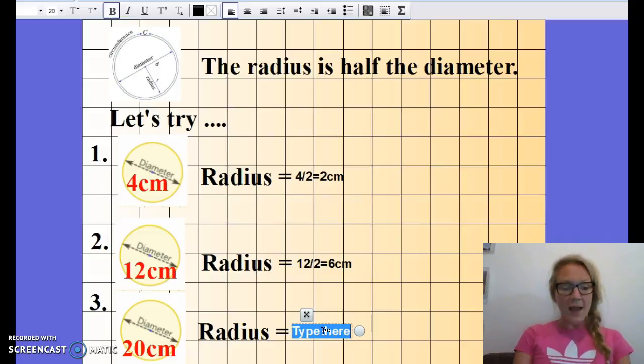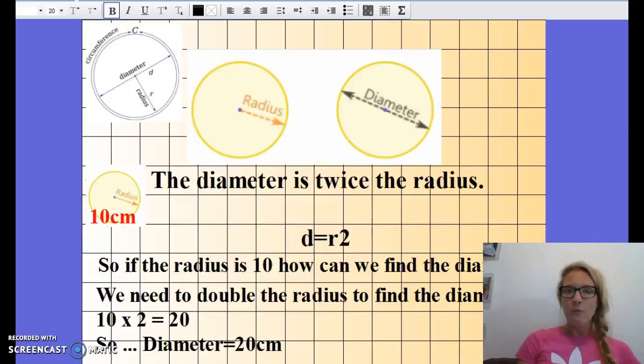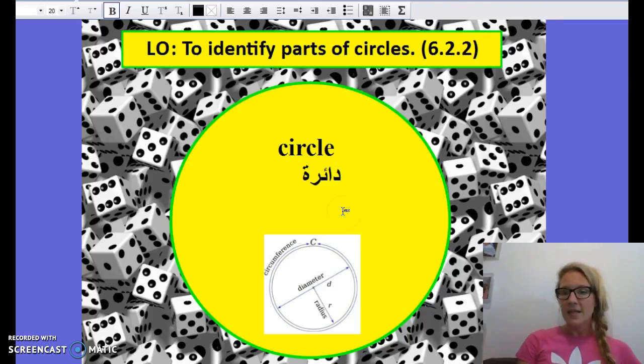Yes, you are correct, Year 6. The radius of circle number 3 would be 20 divided by 2, which would find us half the diameter, which would be 10 centimetres. So this is what we will be learning on Monday in set 1, set 2 and set 3. We will be learning how to find the radius and the diameter of circles using new vocabulary and a new formula.